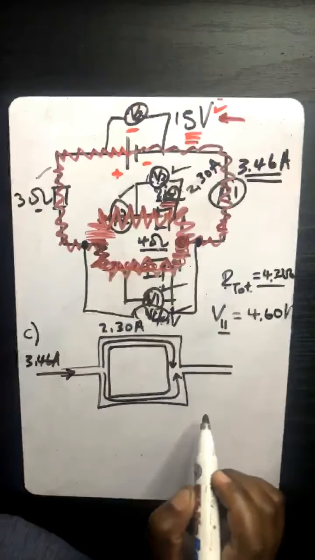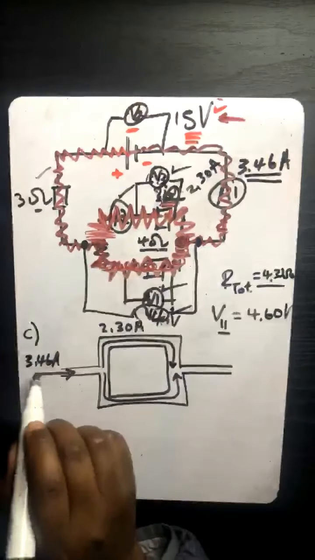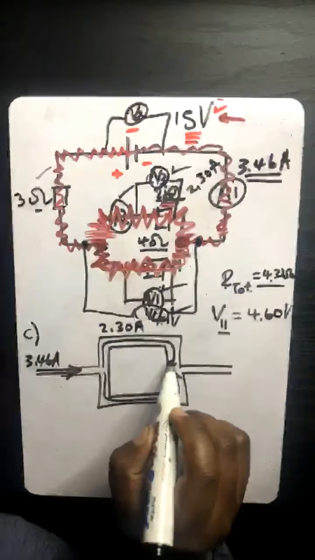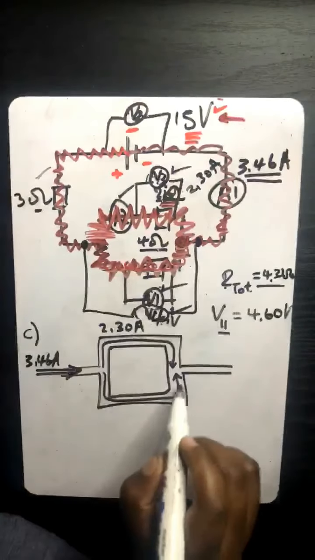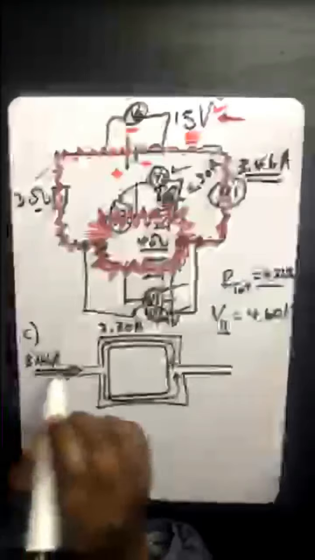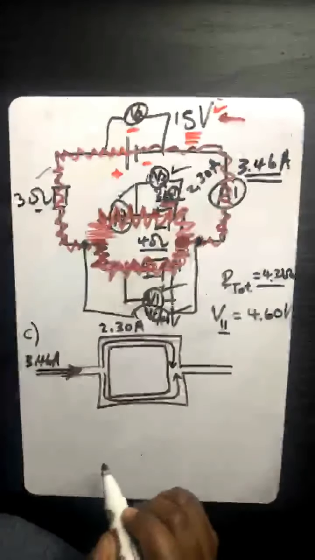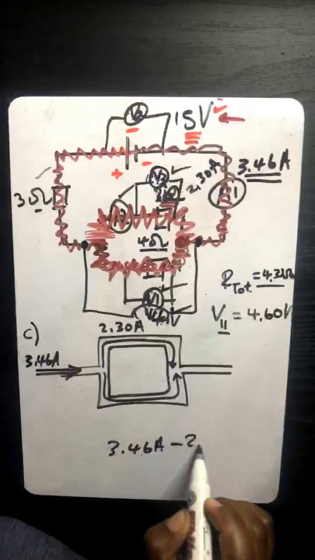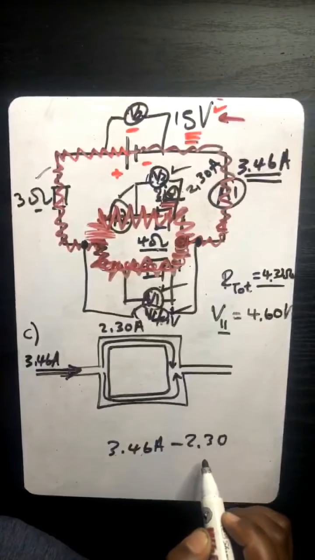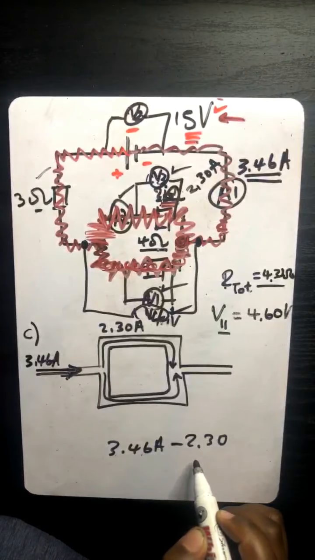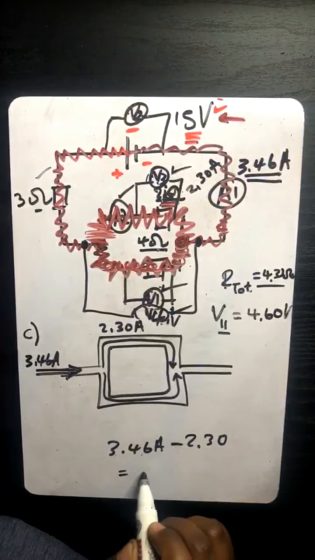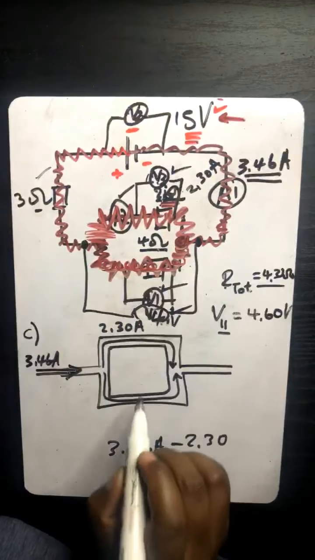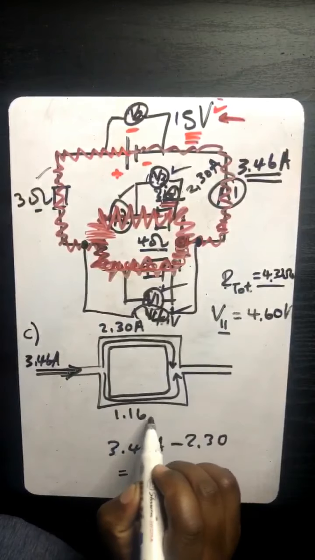So we just want to know how much current will be flowing through this side, guys. If this is the total water going through in there and the other water goes through that side, that means the other water will come through this side. How much is that? Will it not be total minus that? So it's 3.46 amperes minus 2.30. What is that? Is it 1.16? Yes. So that means 1.16 amperes will be flowing through this side.